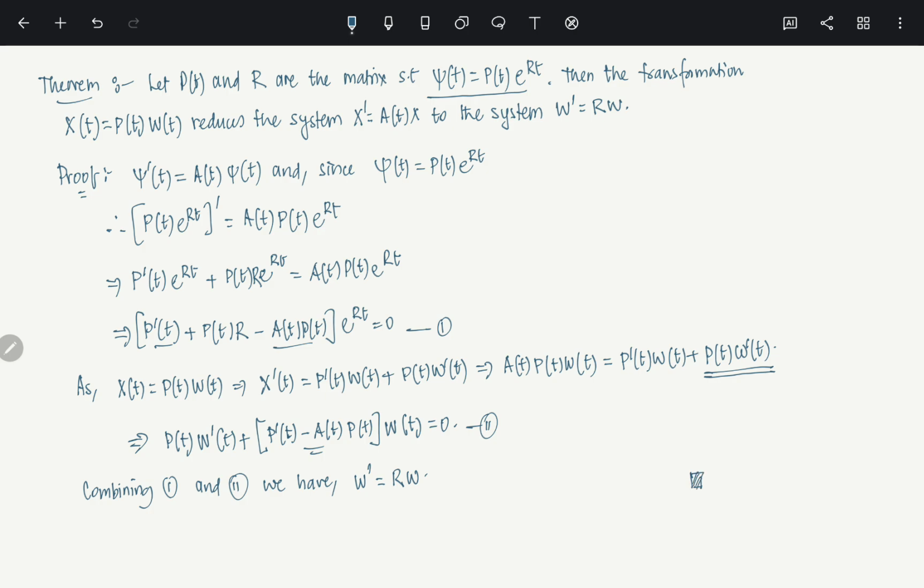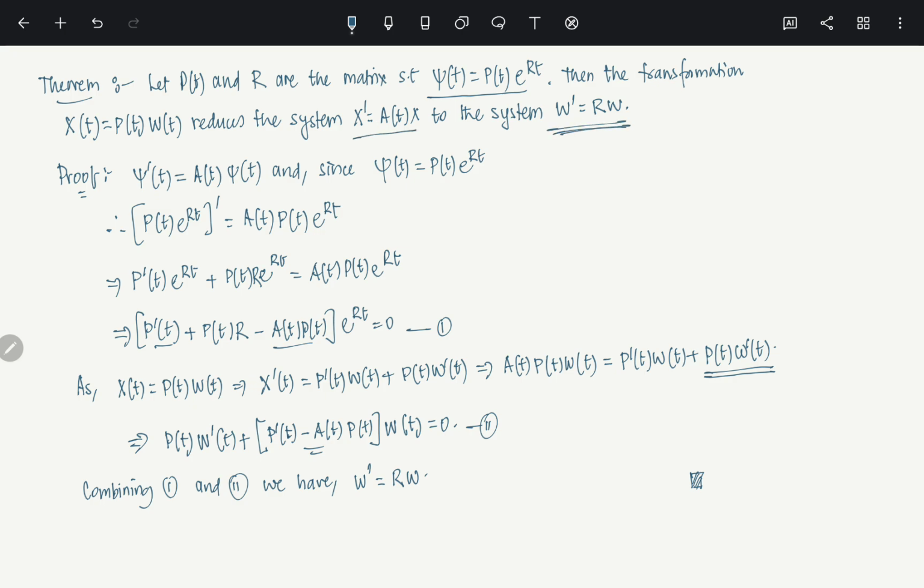So what did we show? We showed that if A is continuous and it is periodic, then the Floquet theorem says that you can break it up into a periodic matrix times an exponential matrix. Then using that you take a transformation, x equals P times W, and you reduce the original variable coefficient equation to a constant coefficient equation.